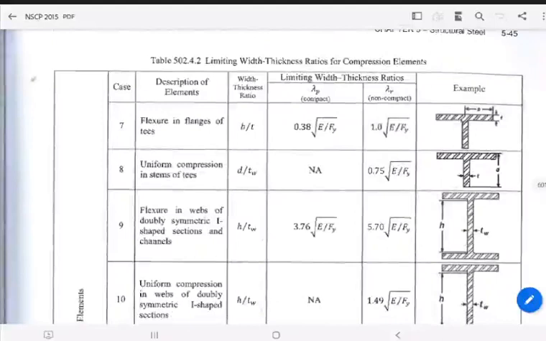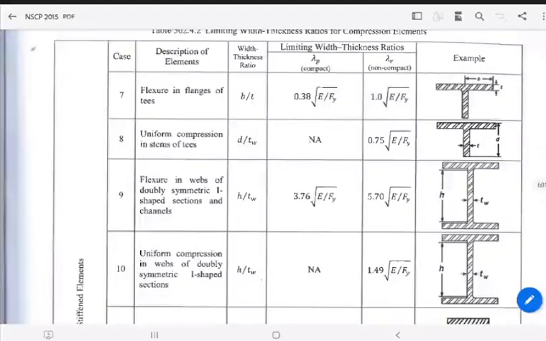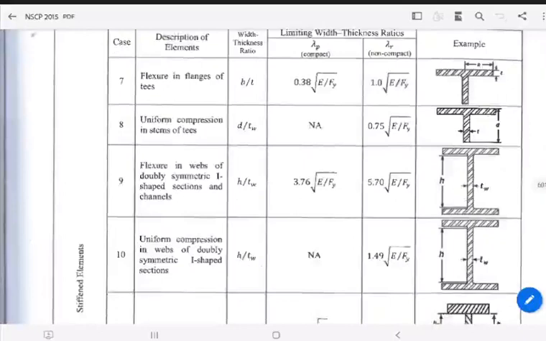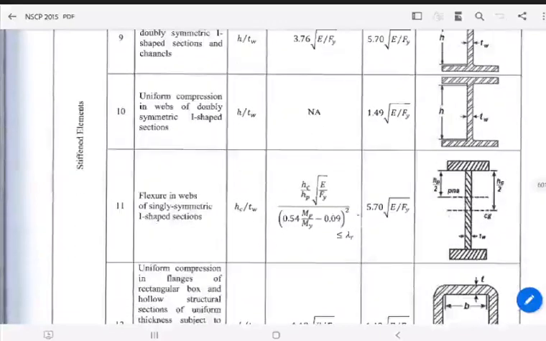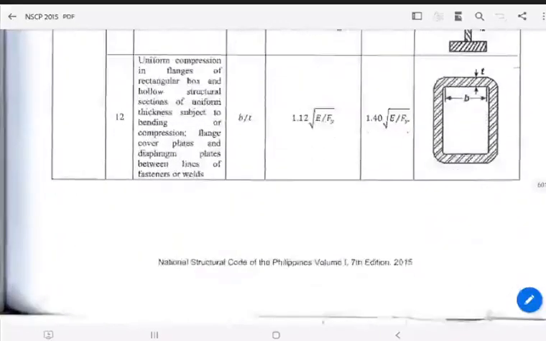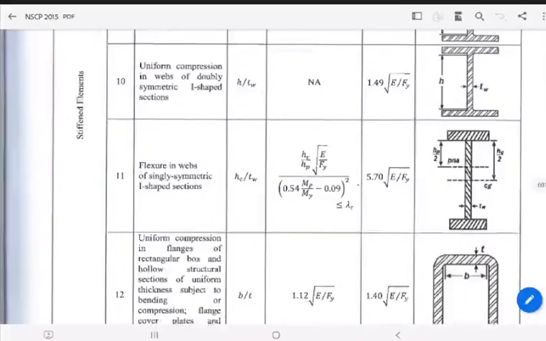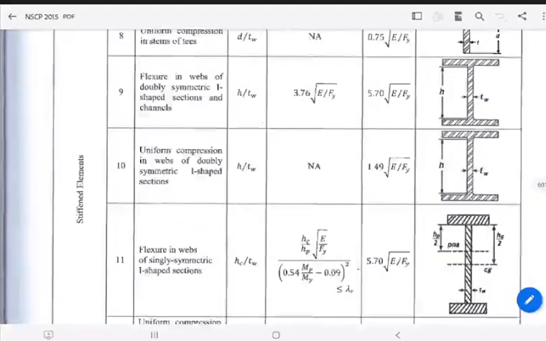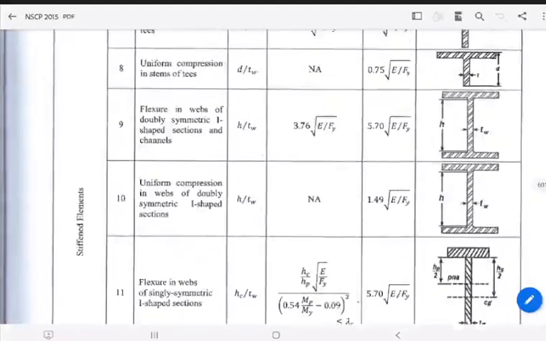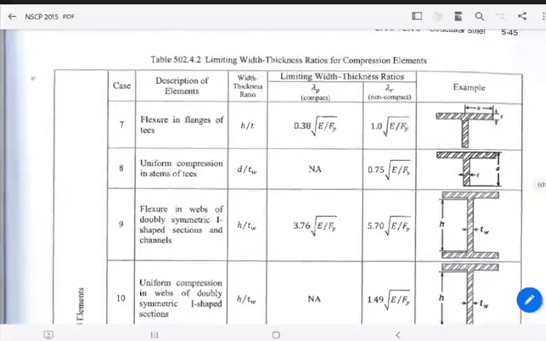number 7, hindi natin yan. Tama. Number 9, flexure yan. So, hindi yan kasama. Number 10 is compression. So, kasama. Number 11 is flexure. Number 12 is compression. Okay, so kung consider natin for stiffened elements ay number 12 lang for HSS. Okay. Number 10 for uniform compression in webs of doubly symmetric I-shaped sections. Okay. Webs. So, webs naman yan. And number 8 for pipe. Alright.